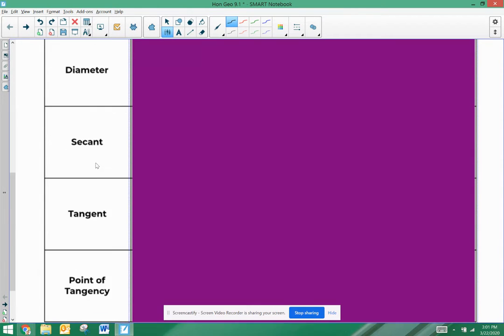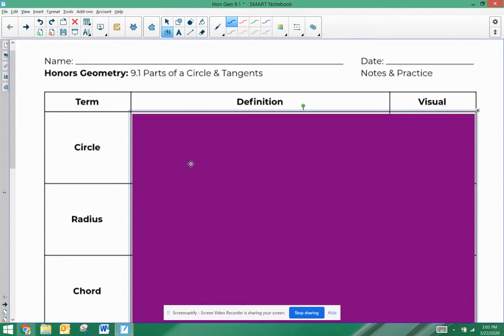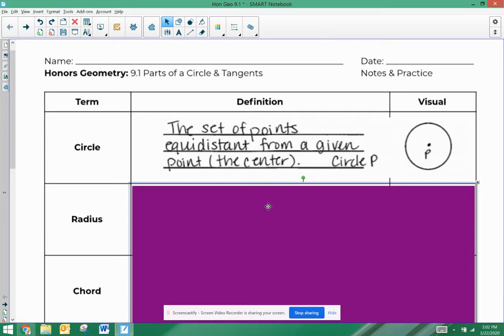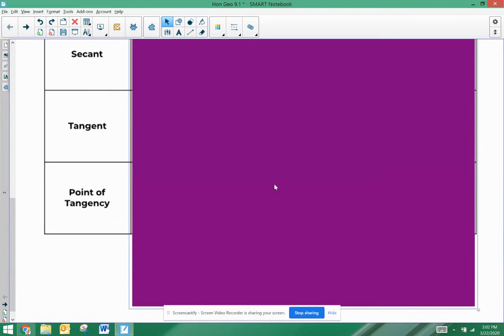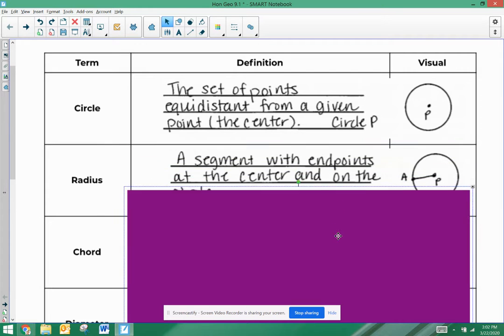So there's a lot of definitions, as you saw. So we'll just read through them. This is already populated, so I don't have to waste time writing stuff out. The formal definition of a circle is the set of points equidistant from a given point, the center. So these are all the same distance away. And you can fill this out at your own pace, so I'm just going to read through them.